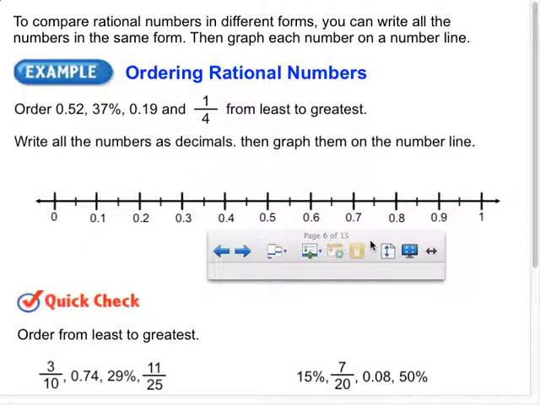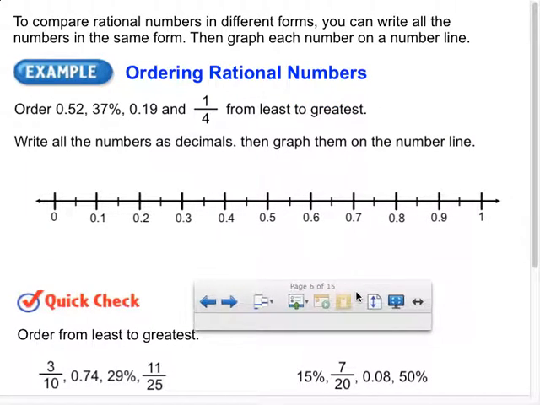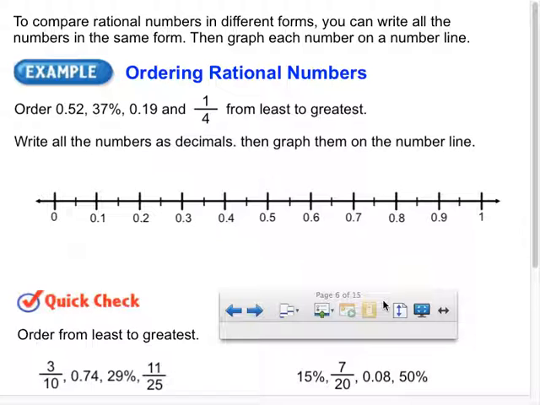All right, now, we already did this earlier in the year. So we're coming back to this, ordering fractions, decimals, and percents. Okay? Now we're throwing percents in there. So you already know how to order fractions and decimals. Now you have to do fractions, decimals, and percents. To compare rational numbers in different forms, you can write all numbers in the same form. Then graph each number on a number line. So I'm going to do the example for you, and then I'm going to have you guys do these examples below. So take a look.